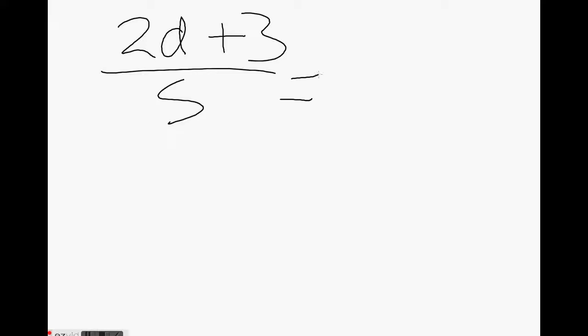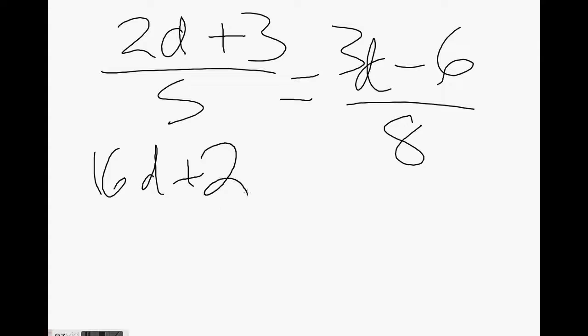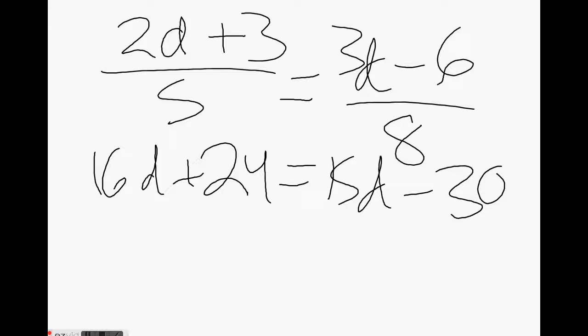Next is we have this equation, number 7, which is 2d plus 3 over 5 equals 3d minus 6 over 8. The distribution property, we gotta multiply this to this and this to this. That's all that is. So let's do that. So that's going to be 16d plus 24 equals 15d minus 30. Alright, subtract 15d from both sides, so you're going to be left with 1d on here. Subtract 24 from both sides, minus 54.